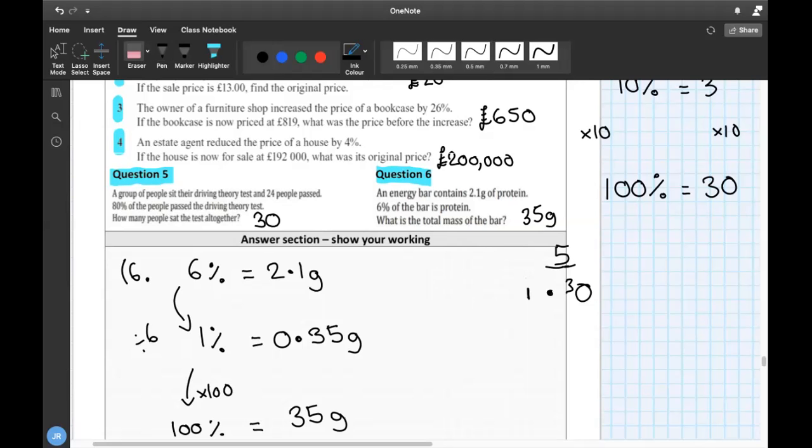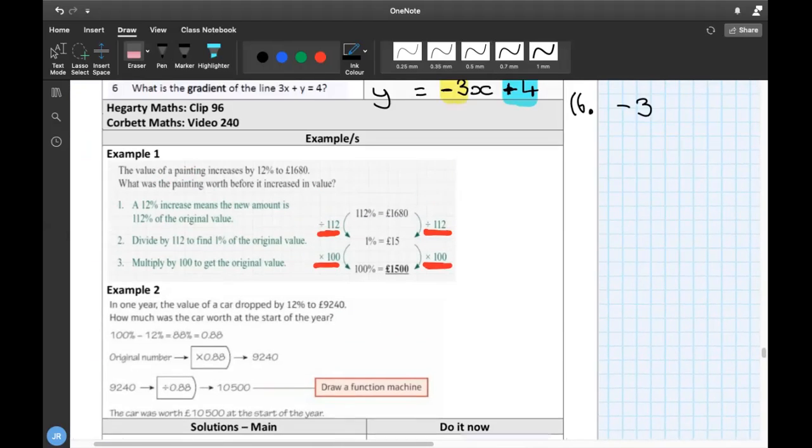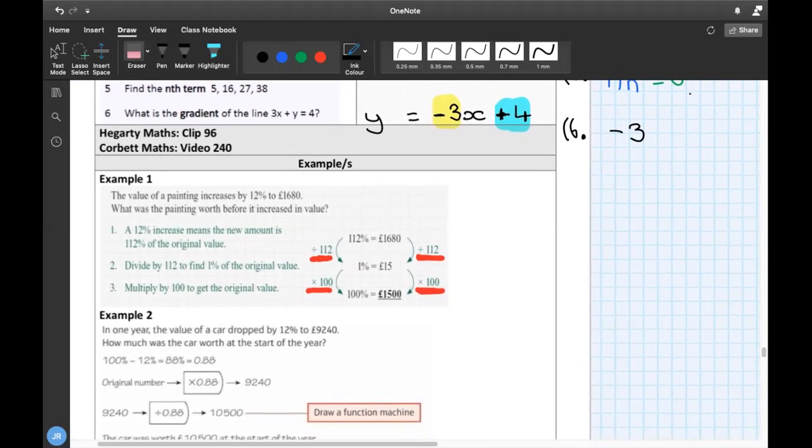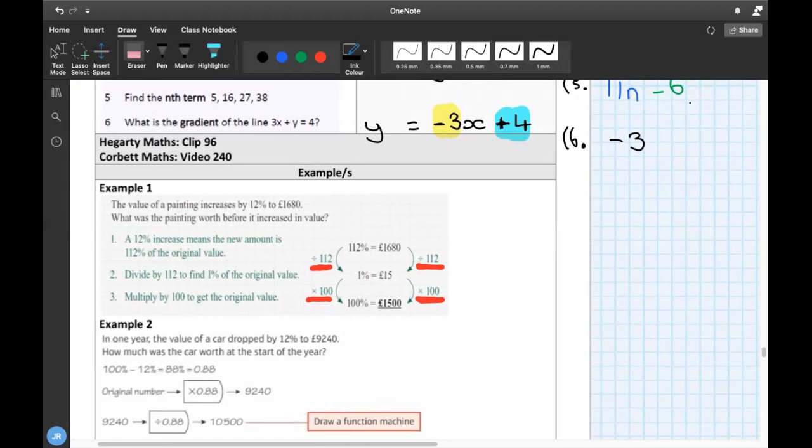Okay, and that was it for this lesson. The Hegarty tasks related to this lesson are task 96, those reverse percentages. And the core bit activities are really, really good for this, particularly at the end of the textbook exercise, the apply section. It gives you lots of real world applications of this skill.